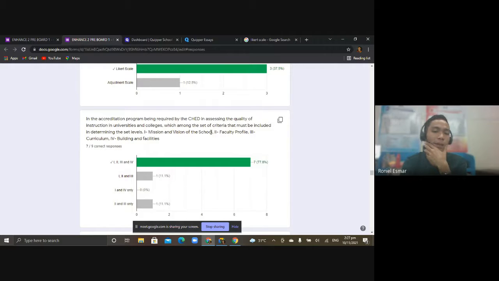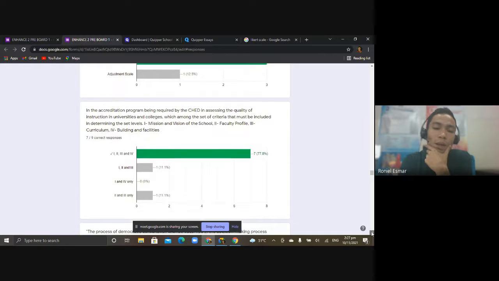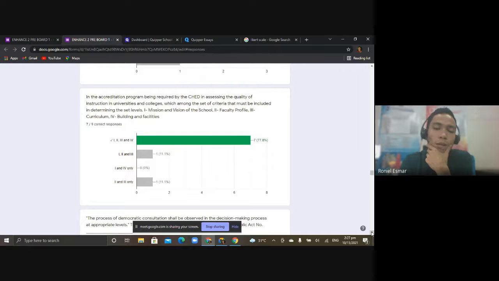Now, let's have an example, the IIT. The highest level of accreditation is level 4 and IIT's College of Education is already in level 4. They passed CHED's accreditation team with all of these criteria considered. So that's why the correct answer for this item is 1, 2, 3, and 4.